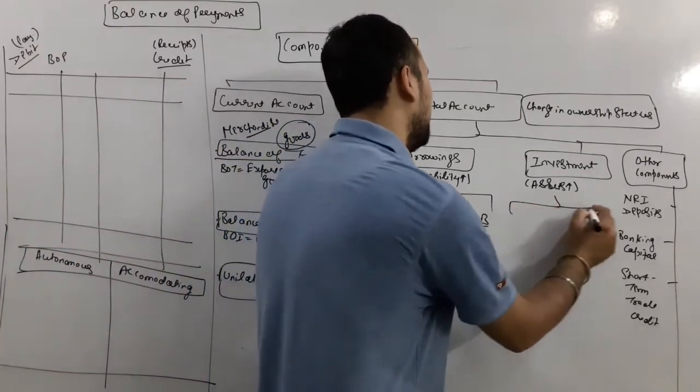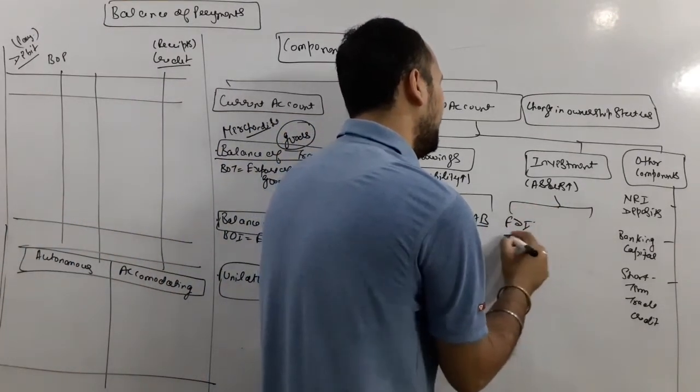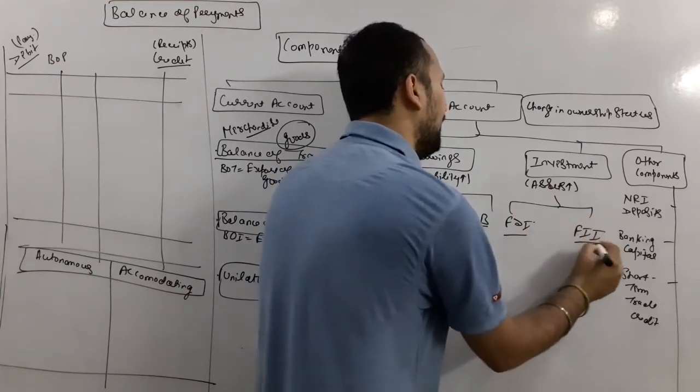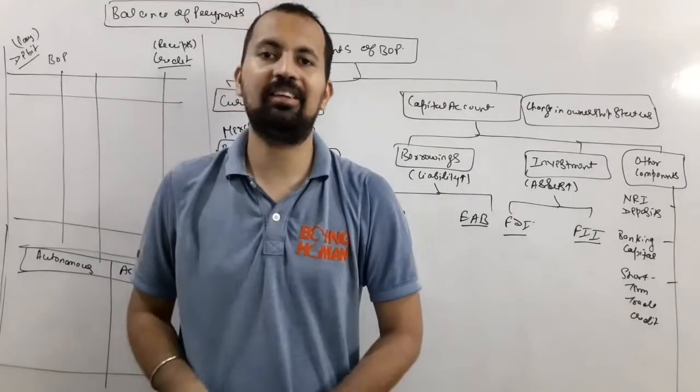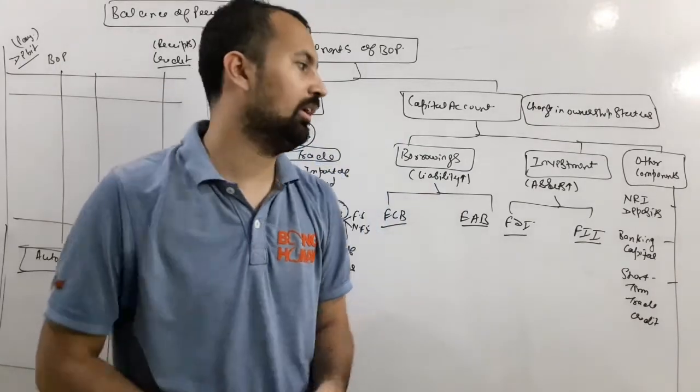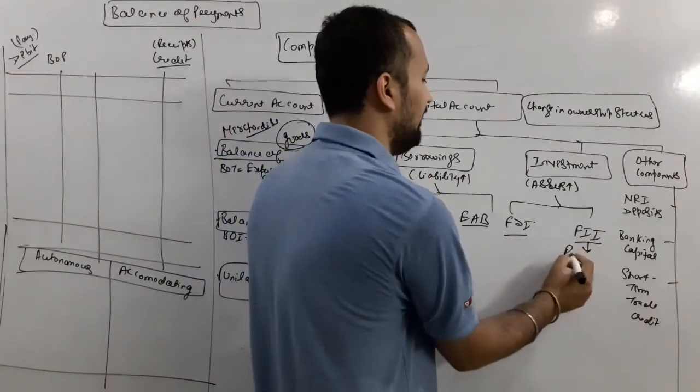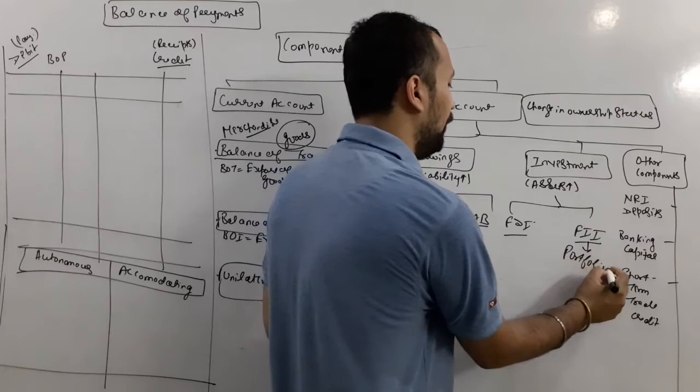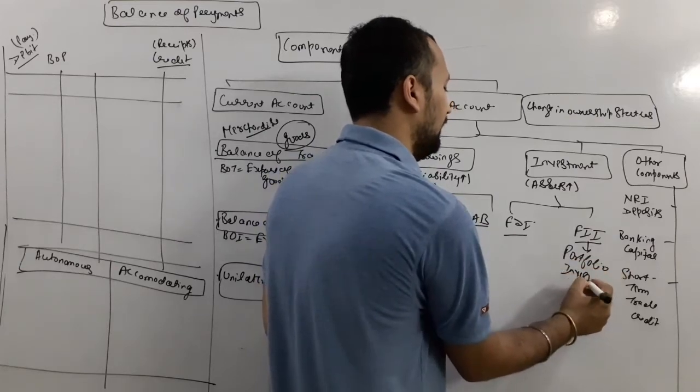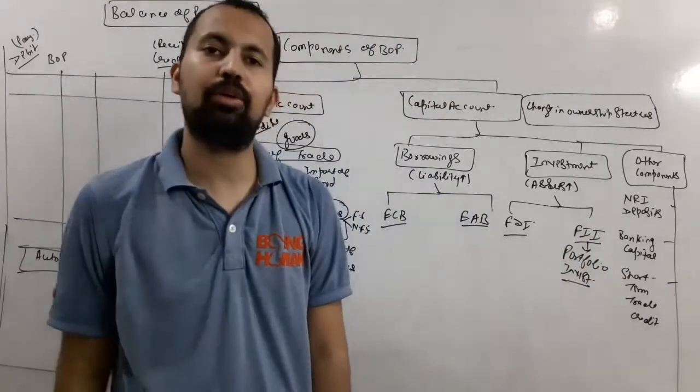Investment can also be further classified into two parts. One is FDI, one is FII. FDI means foreign direct investment, FII means foreign institutional investment. This investment can also be termed as portfolio investment.